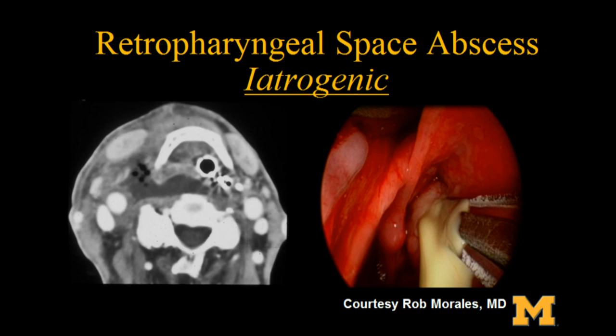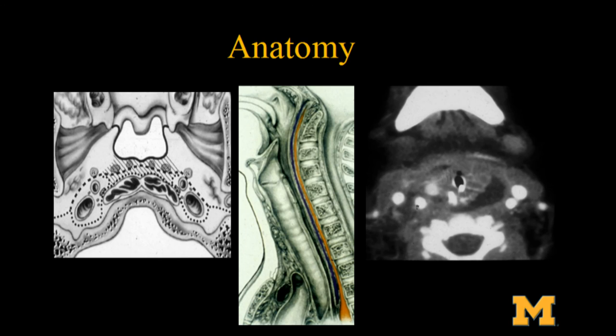Another example, this was a patient that had an NG tube placed, perforated the piriform sinus. The patient developed an abscess. And here's the drainage of the abscess here. We can see all this milky white substance. That's actually the pus coming out of the retropharyngeal space abscess. Another example here, another example of a retropharyngeal space abscess.